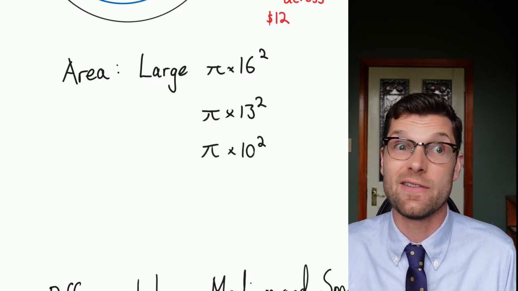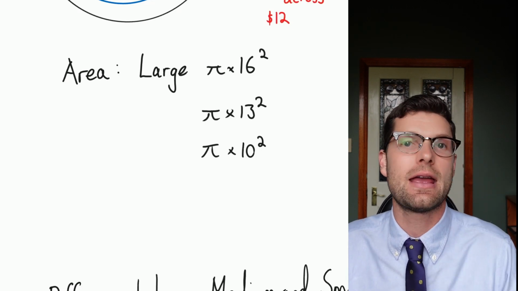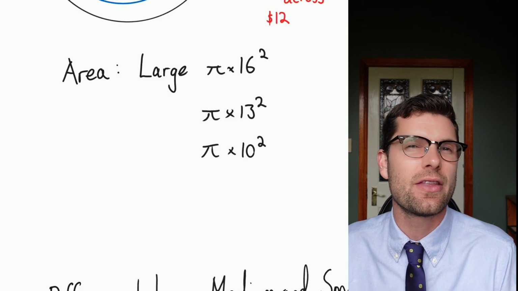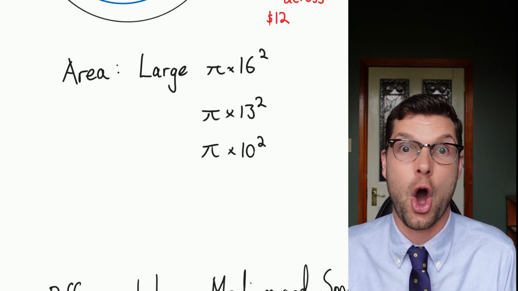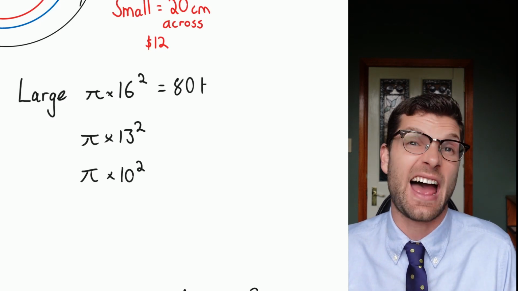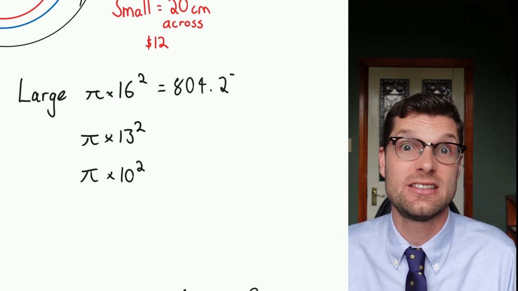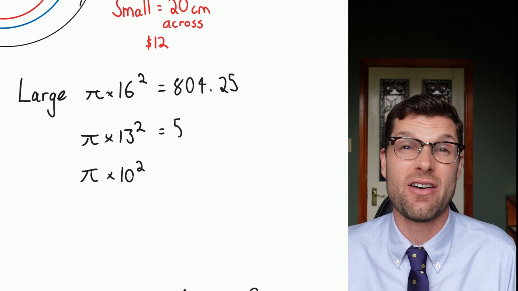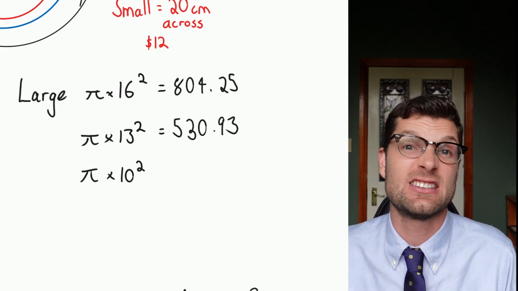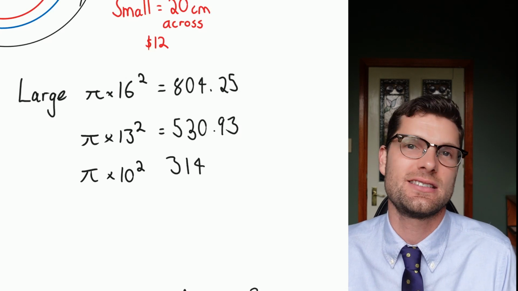So what we would kind of guess is that each jump is going to be the exact same. But because we're squaring these numbers, the numbers actually come out a little bit odd. And we're going to have a look at that now. So if you do type these in your calculator, the large one is 804.25 centimeters squared. The medium one is 530.93 centimeters squared. And then the small pizza is 310.16 centimeters squared.